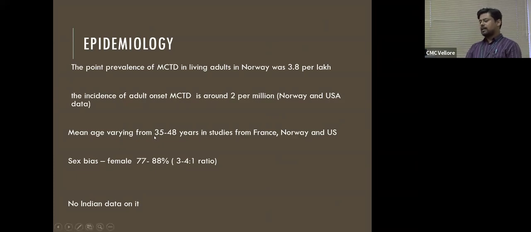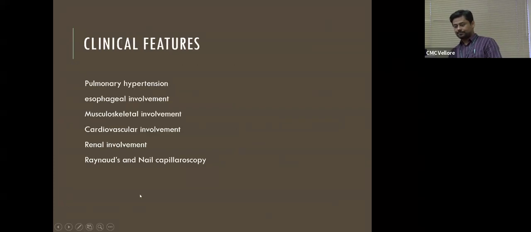Mostly these are again women. As you can see, almost a 3 to 4:1 ratio. Lupus is even more female predominant, 9:1. Here it's 3 or 4:1. And the age varies between 35 to 48 in these cohorts. But remember, these cohorts are all from outside. They are Caucasians mostly. We see much younger patients than them actually with MCTD.